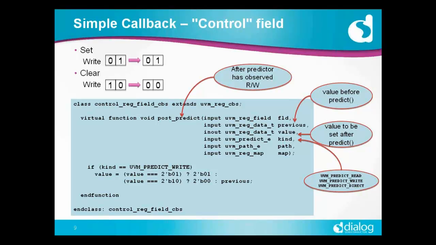So what we do is we just have a very simple bit of code. We override this post-predict. We create a derived class from the UVM reg callback class. I've called it control reg field here. And we override what post-predict does. So if it's seen a write, if the kind of the access has been a UVM predict write, and the value that was written, the value that we've seen, if it was set to a 1, yes, that's fine. If it was a 2, yes, we clear it. Otherwise, we do nothing with that value. We set it back to the previous value. So that's an example of how we have to capture this sort of quirky behavior.